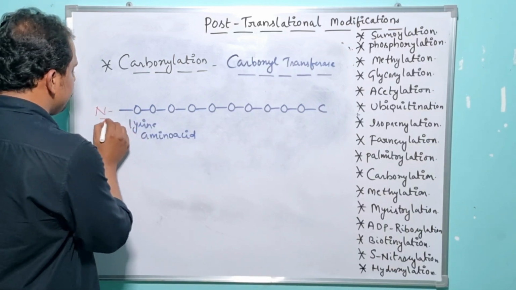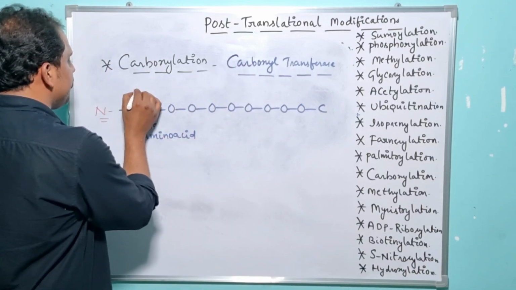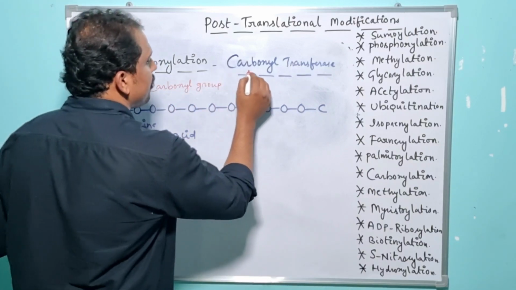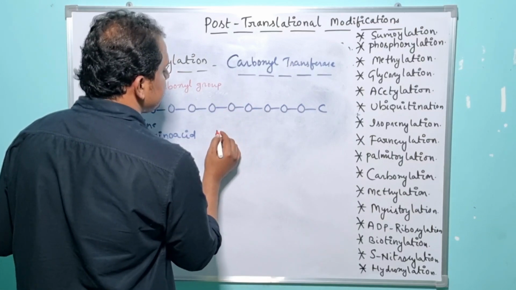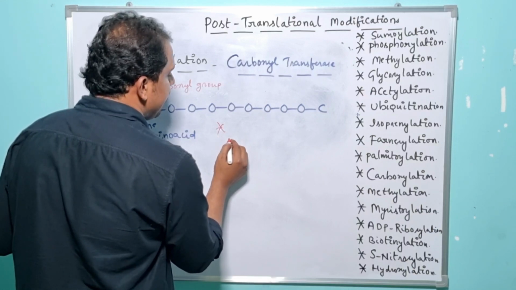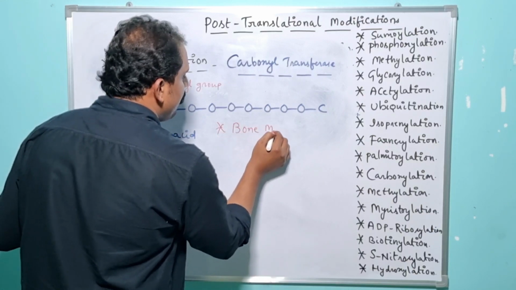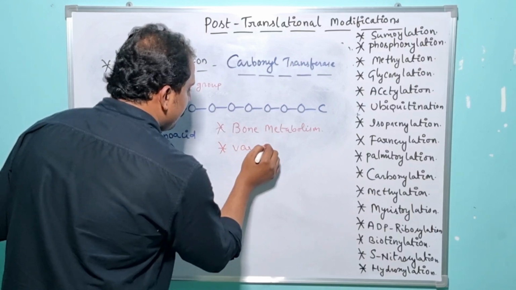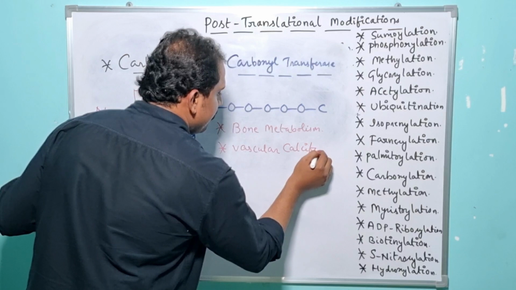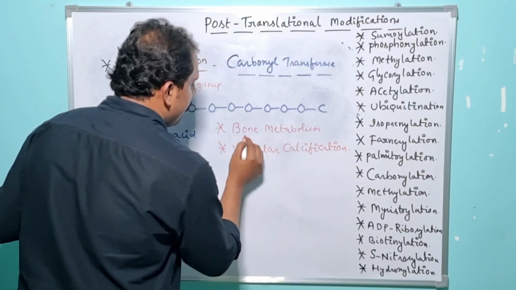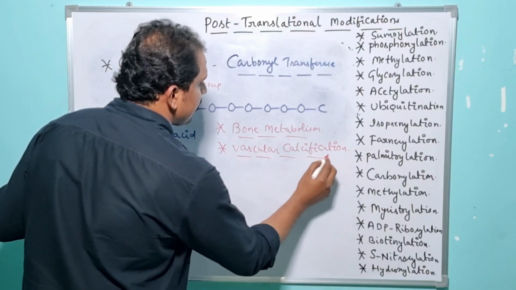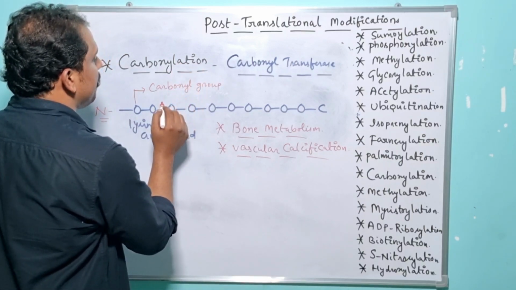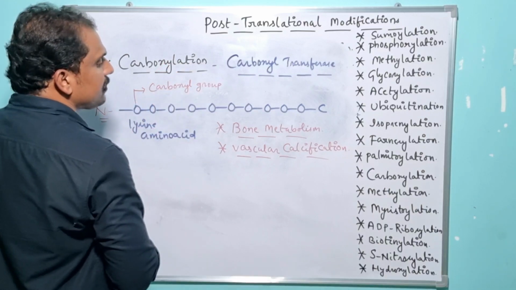So to the lysine amino acid which is present at the N-terminus, the specific carboxyl group gets successfully recruited here by taking the advantage of an enzyme known as carboxyl transferase. Most commonly, carboxylation is responsible to organize various activities like bone metabolism and vascular calcification. To organize bone metabolism as well as vascular calcification, the process takes the advantage of a specialized post-translational modification, and it is nothing but carboxylation, right? So this is about carboxylation.